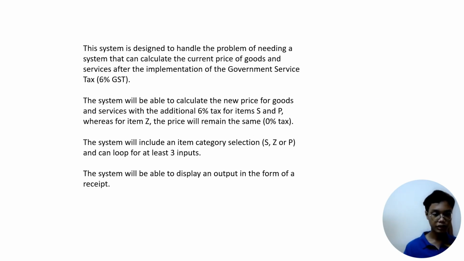The system that we are developing is designed to handle the problem of needing a system that can calculate the current price of goods and services after the implementation of the government service tax, the GST, with a 6% rate. The system will be able to calculate the new price for goods and services with the additional 6% tax for item S and P, whereas for item Z, the price will remain the same at 0% tax rate. The system will include an item category selection, S, Z, or P, and can loop for at least 3 inputs. The system will be able to display an output in the form of a receipt.